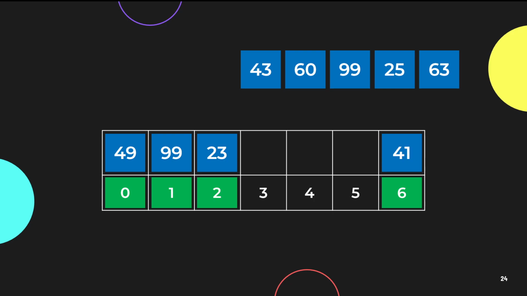Okay. Wangche, 43 divided by 7. What is the remainder? 1. Which bucket does it go to? 3? Why not 2? Why not 1?